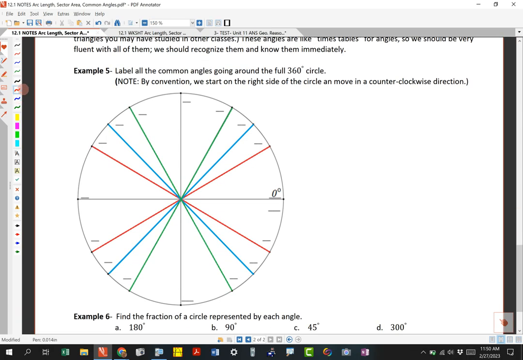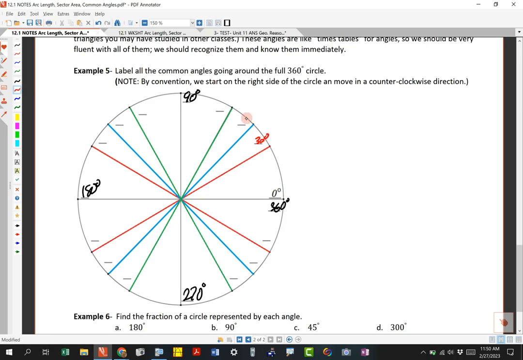So by convention, we start right here at 0. And then I'm going to go around the circle in quarters. So this would be 0, 90 degrees, 180 degrees right here, 270 degrees right here, and 360 degrees right here. So if we go in quarters of a circle, we go 0, 90, 180, 270, 360. Then 30 degrees. That's the next one that's common.